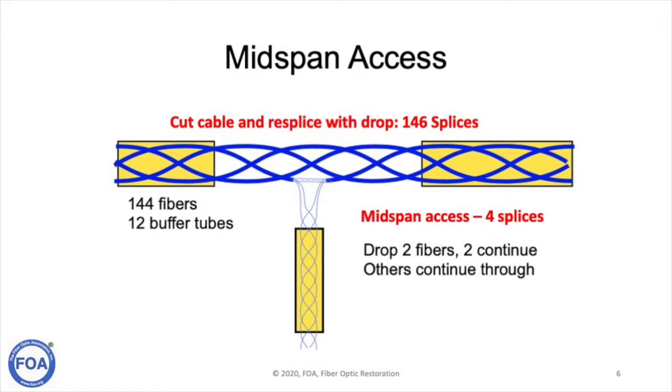Using midspan access, only the drop fibers need to be split out and spliced. The other fibers can be handled carefully and pass through the drop point without being spliced, saving in this case over 140 splices at one location, which is quite a savings in time and money.